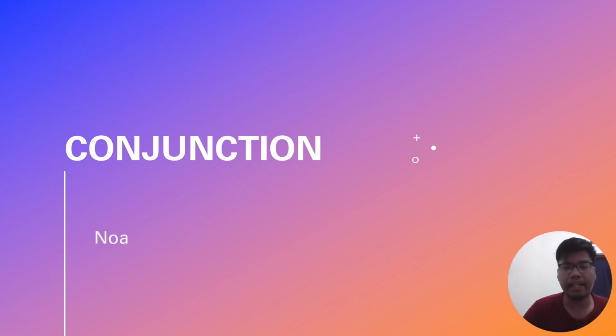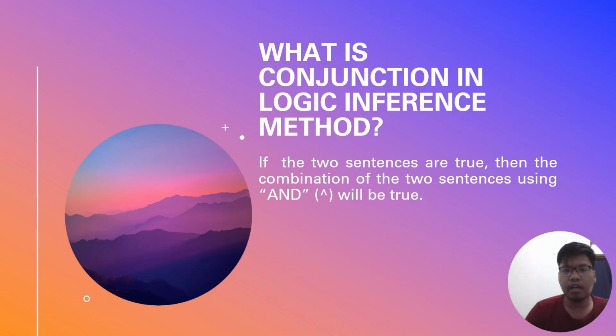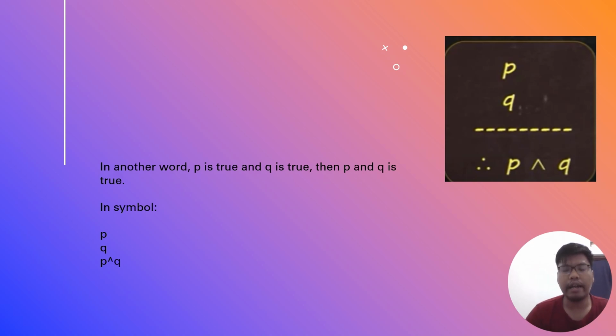Hello everyone, my name is Noah and today I'm going to explain to you about conjunction. So what is conjunction? Conjunction is if there are two sentences and each of the sentences is true, then the combination of the two sentences using and is also true. In other words, P is true and Q is true, then P and Q is also true. In symbols, we can just say P and Q.